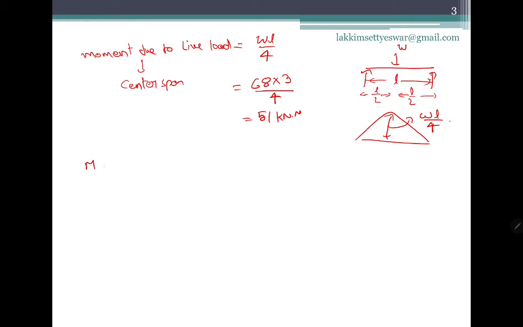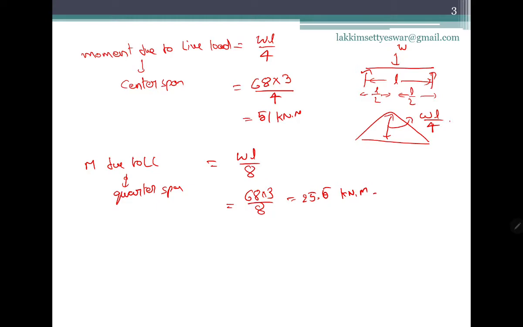Let's calculate the moment due to live load at quarter span. The formula is W L by 8. So 68 into 3 divided by 8 equal to 25.5 kilonewton meter.